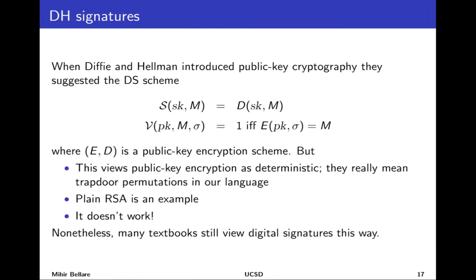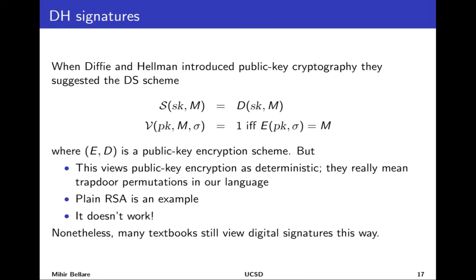So we've pretty convincingly broken plain RSA signatures. Now, historically, that's a fairly important lesson. One of the reasons is that when Diffie and Hellman introduced public key cryptography, they suggested that signatures are just the opposite of encryption, which is basically the paradigm we just saw.